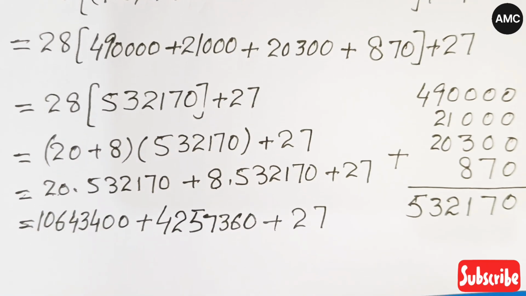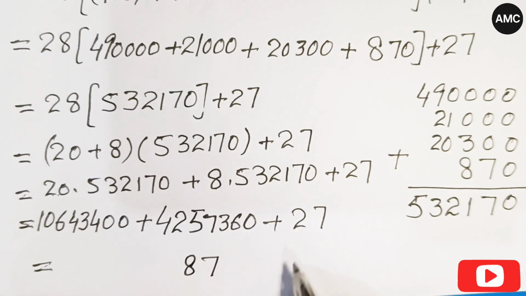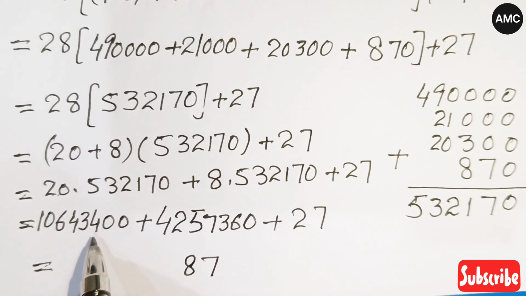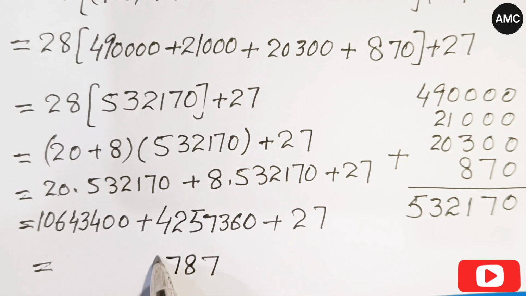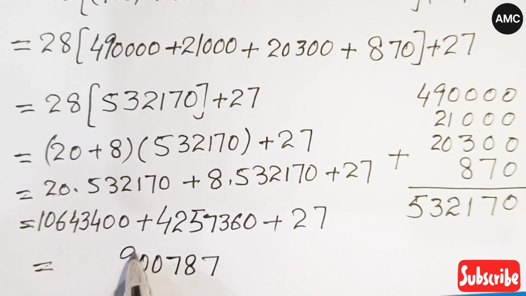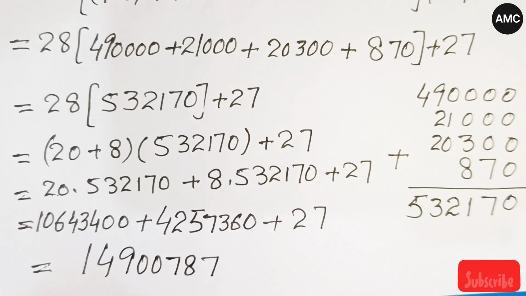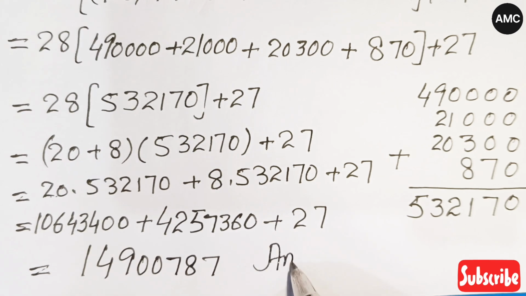Now we have to add all of these numbers. So we get here we have 7, so it is 2 and 6 is 8, so we put 8 here. Now our next number: here we have 3, so it is 4, we get 7, and then 0, again 0, then 9, 4 and 1. So it is our simplified form of this problem, that is 14,900,787. So it is our simplest form of this problem.